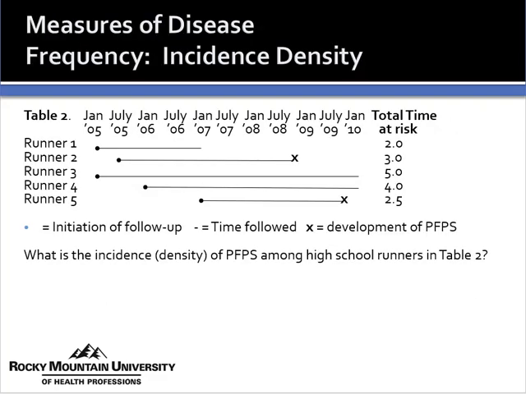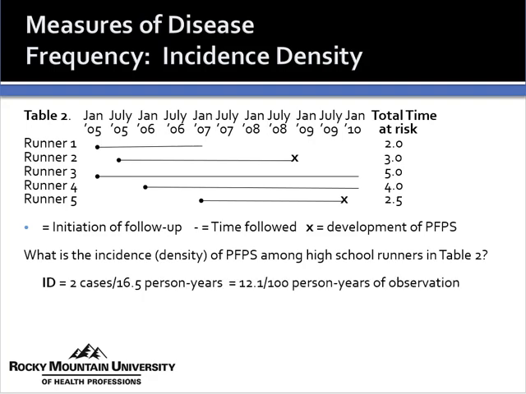So now, with this one, we looked at the previous example where we just had 2 out of 5 people that developed it. So in other words, 40% or 40 out of 100. And that was the cumulative incidence. Now we are taking into context the total time that somebody is at risk. And so what we would then come up with is that there were 2 cases out of 16.5 person years. In other words, we would say 12.1 cases per 100 person years of observation.